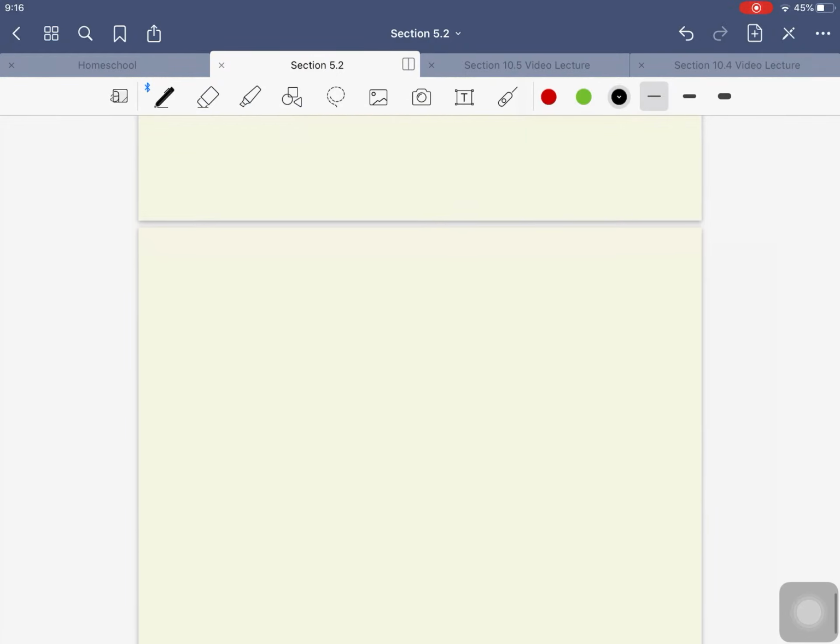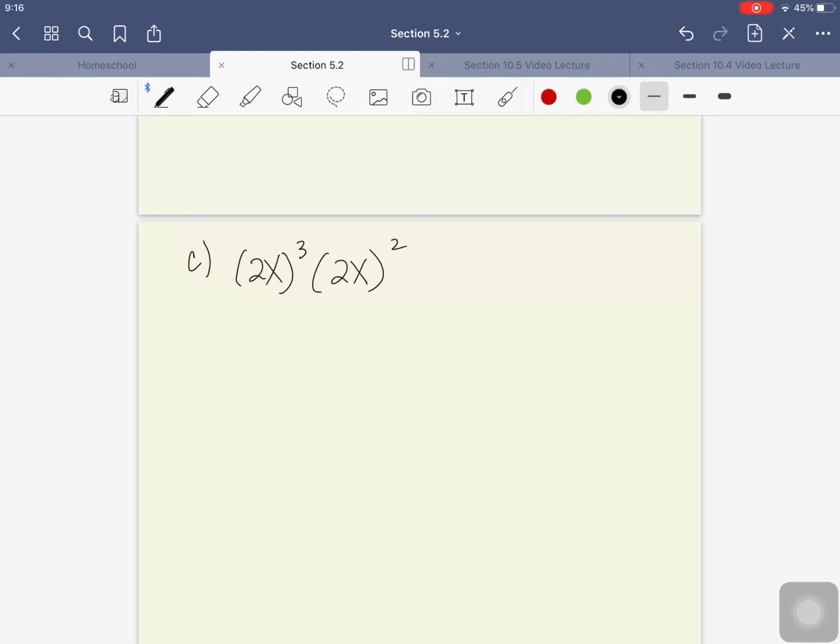All right, part C. 2x and this whole quantity is cubed. 2x and this whole quantity is squared. So since the bases are the same, I'm going to keep the same base and add the exponent, so that would be 2x quantity to the fifth, and then I'll raise each thing to the fifth power. 2 to the fifth power is 32x to the fifth.